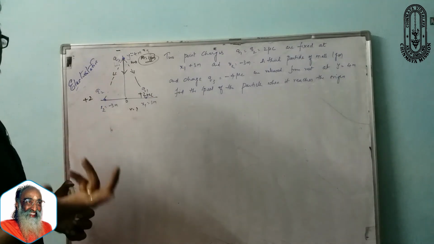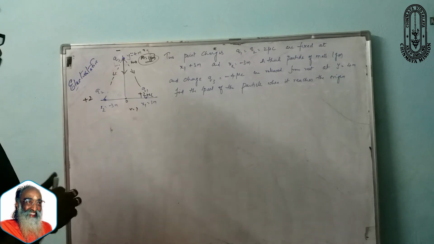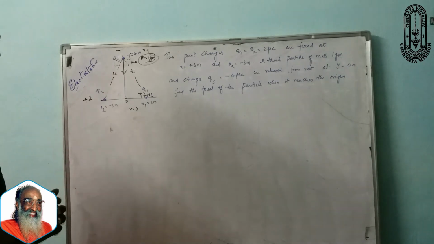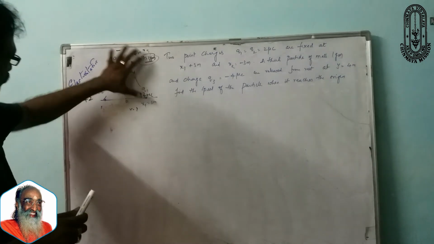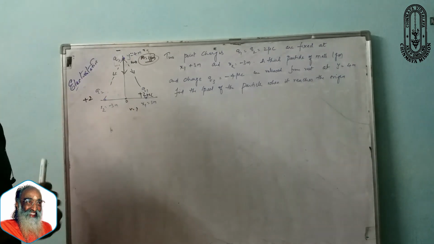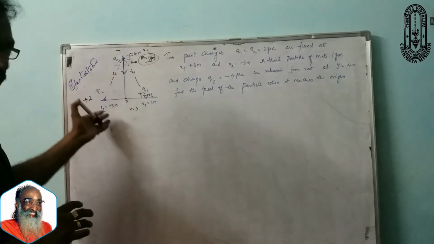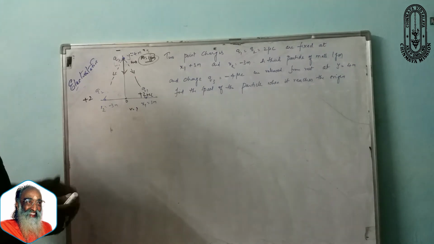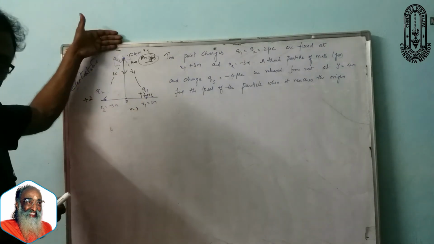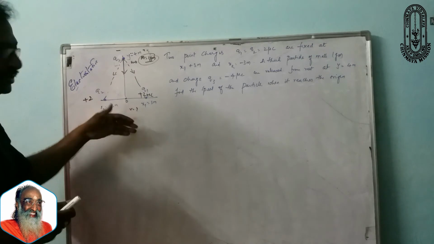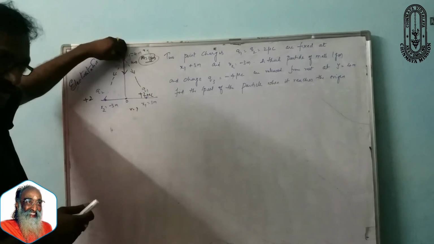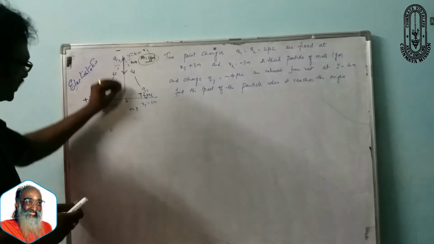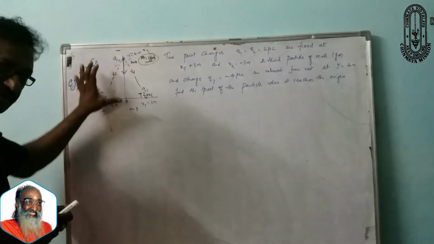So then what to do? If we cannot apply the equations of motion, then how can we go with the problem? The very simple thing is that the forces acting here are conservative forces. The electrostatic forces are conservative in nature. Because they are conservative in nature, the total energy initial will be equal to the total energy final. That means when the particle is here, what is the total energy of the system? When the particle reaches here, what is the total energy of the system?